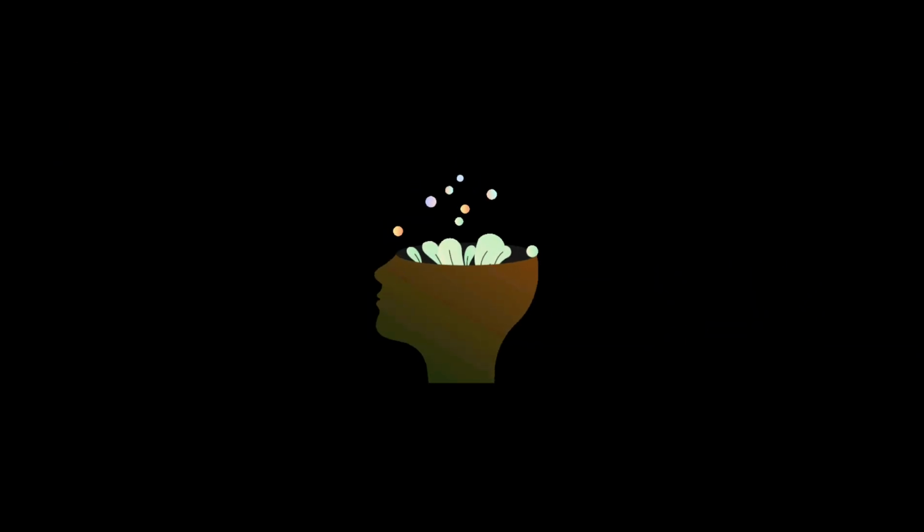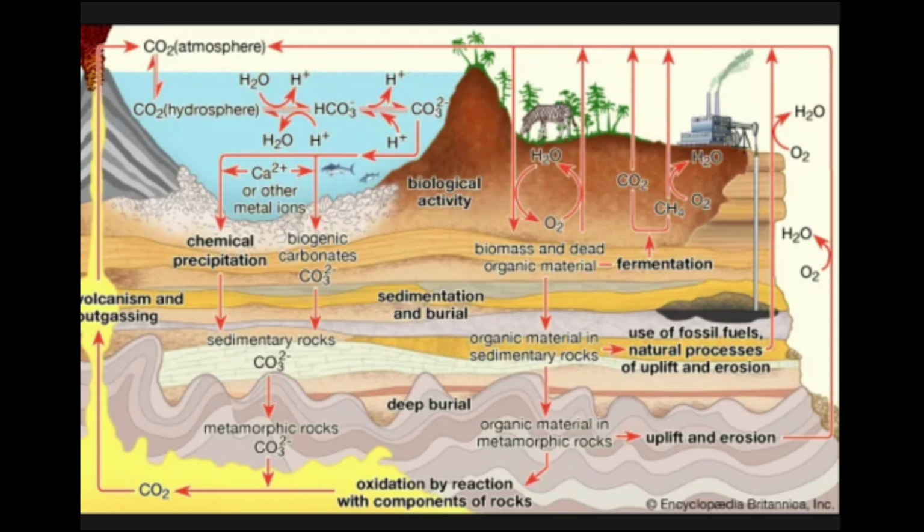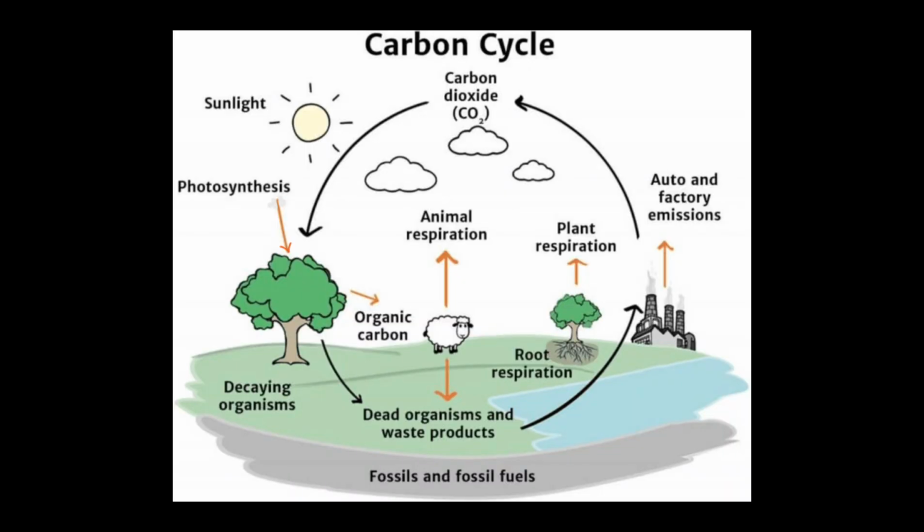So, the steps of the carbon cycle. Step 1: Carbon enters the atmosphere as carbon dioxide through natural processes like respiration and human activity like burning fossil fuel. Step 2: Carbon is absorbed by the plants. Plants absorb CO2 through photosynthesis to create glucose and other sugars.